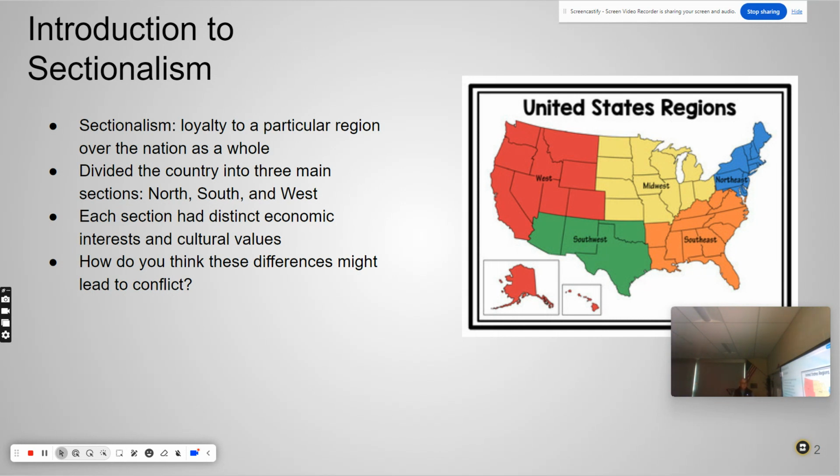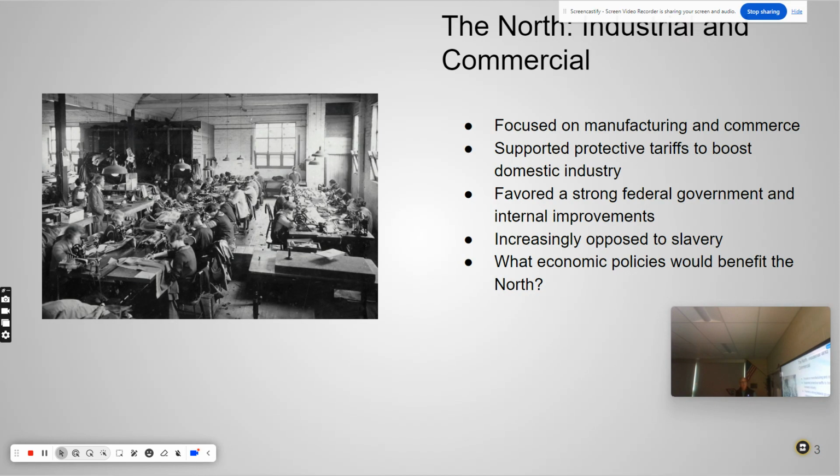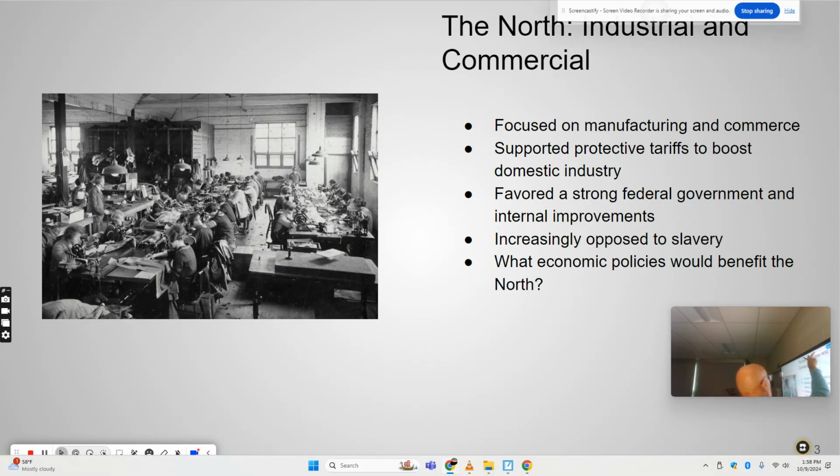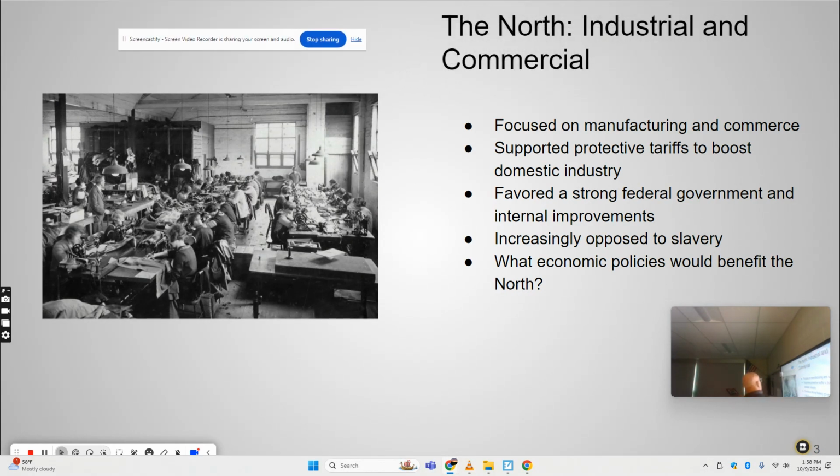All right, let's go on to the next slide, please. Let's talk about the North and its way of life. The North, as we know, was industrial and commercial, focused on manufacturing and commerce. There's a great shot of, this is probably a 20th century factory, not a 19th century factory, but this is what a factory would have been like in the North.